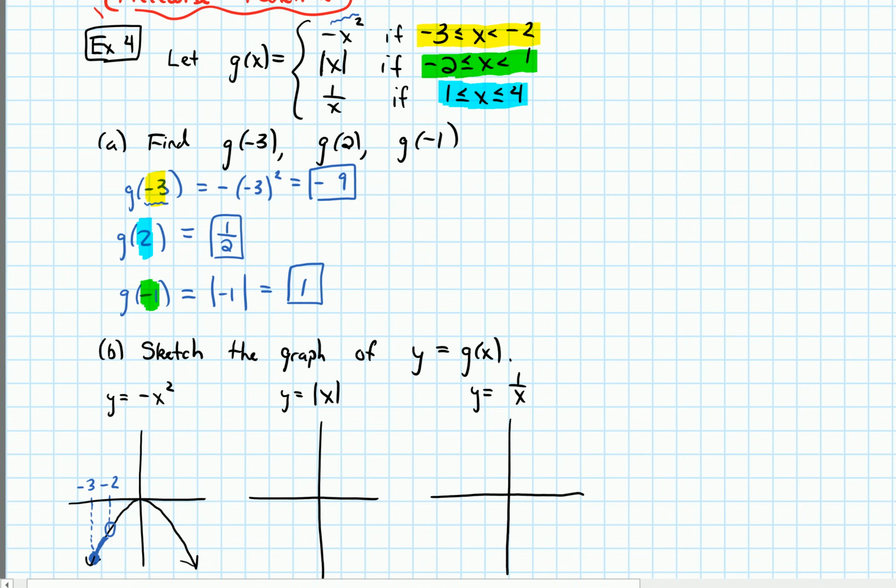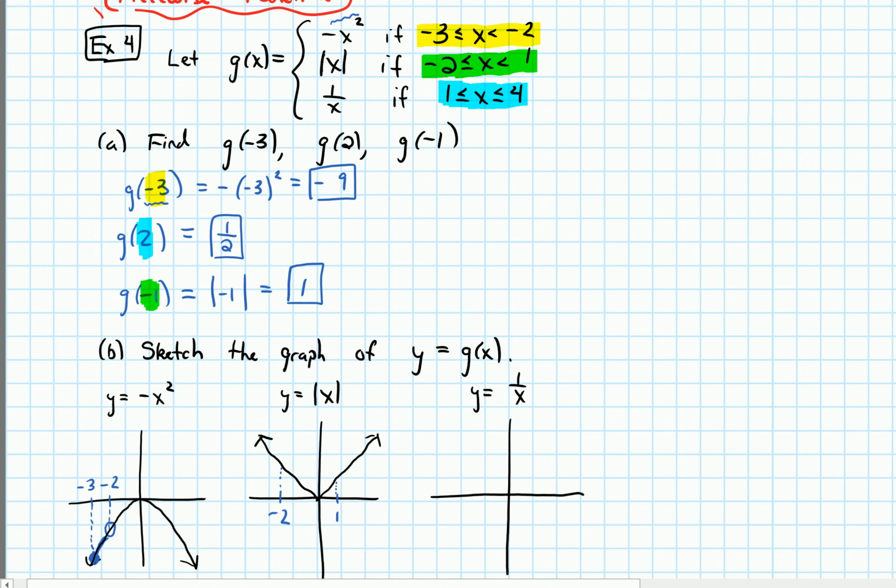So the next function is absolute value of x, and that graph has this V shape. So that's my absolute value graph function. But I just want the part of that that's between x is -2 and x is +1. So -2 is somewhere here, and then 1 would be somewhere here, not as far as -2, but out to the right.